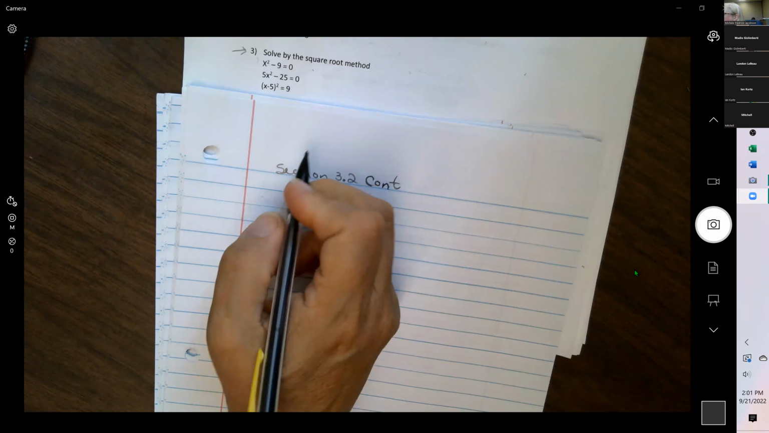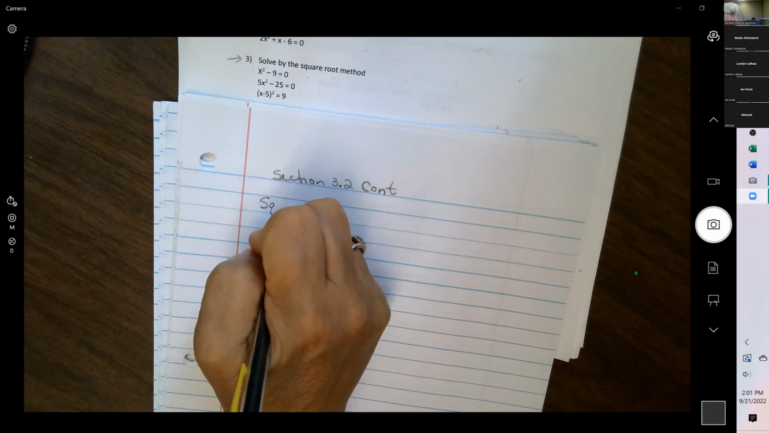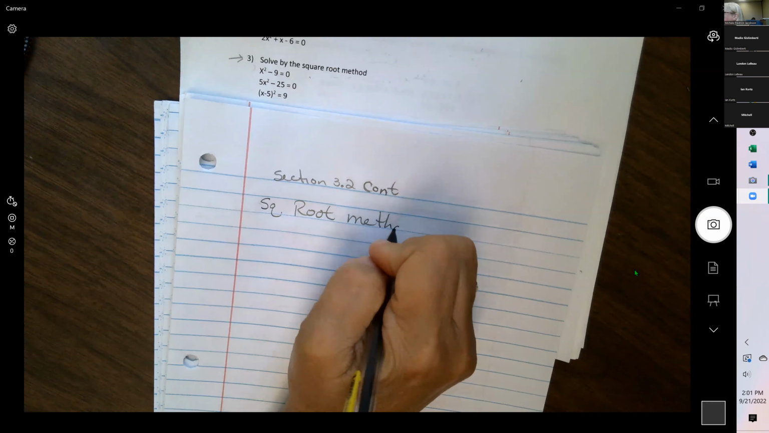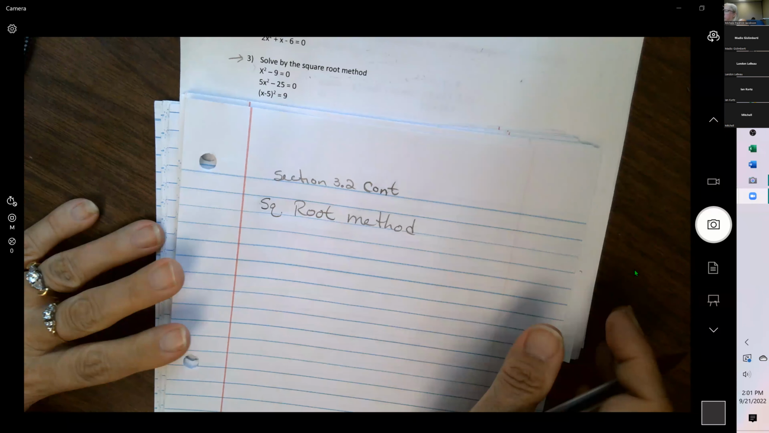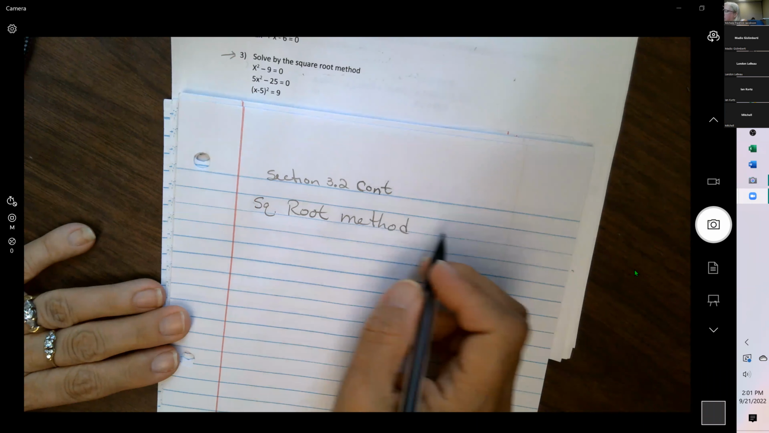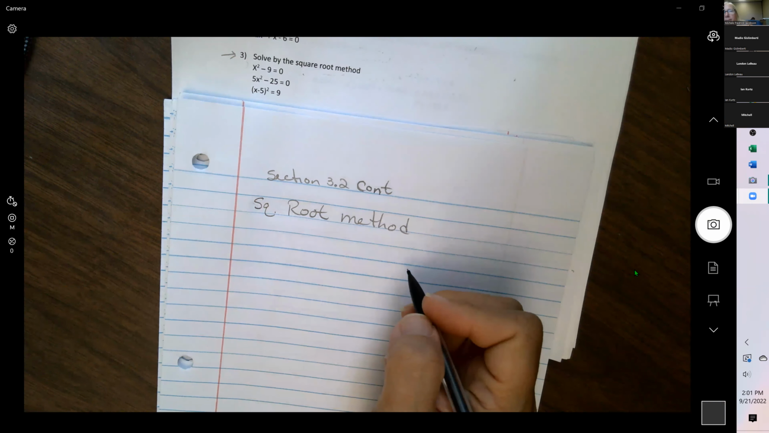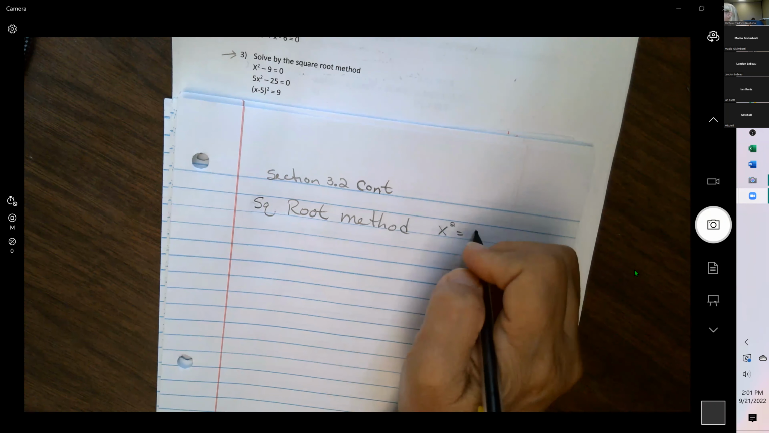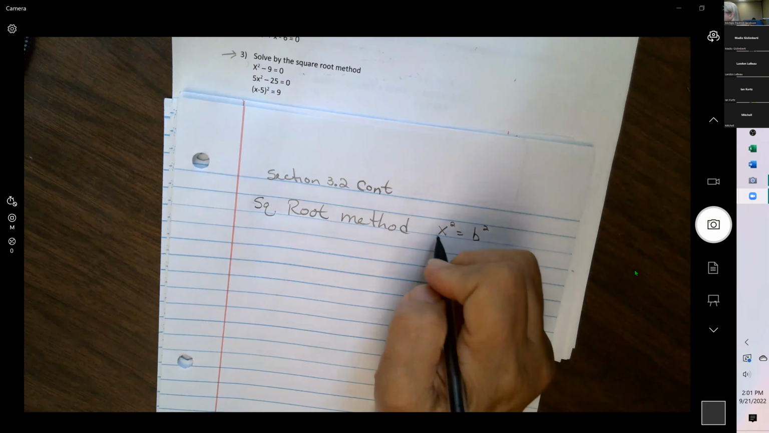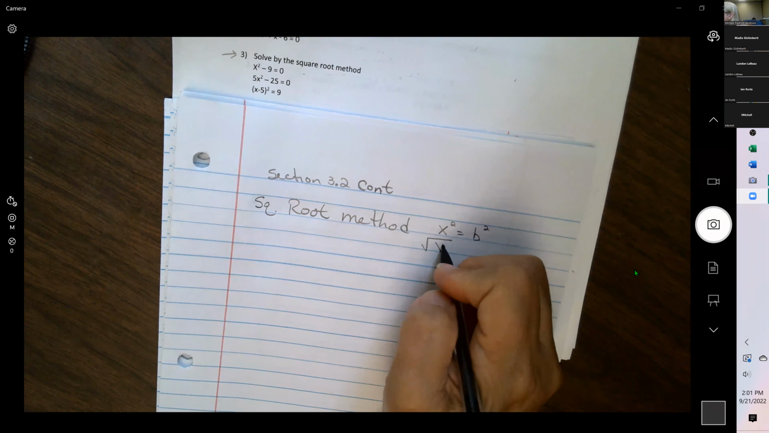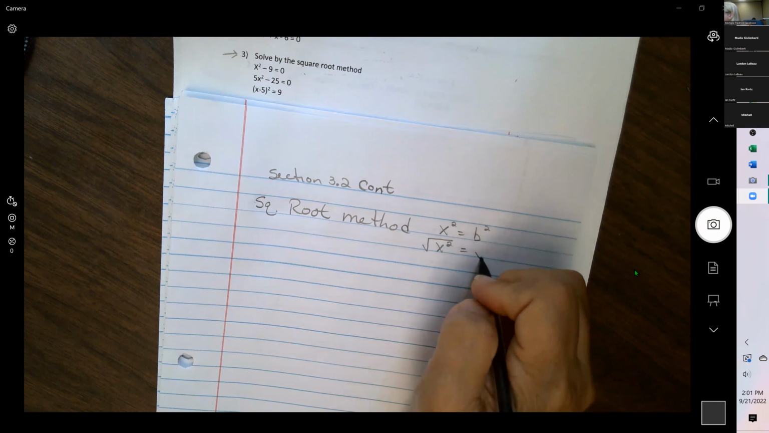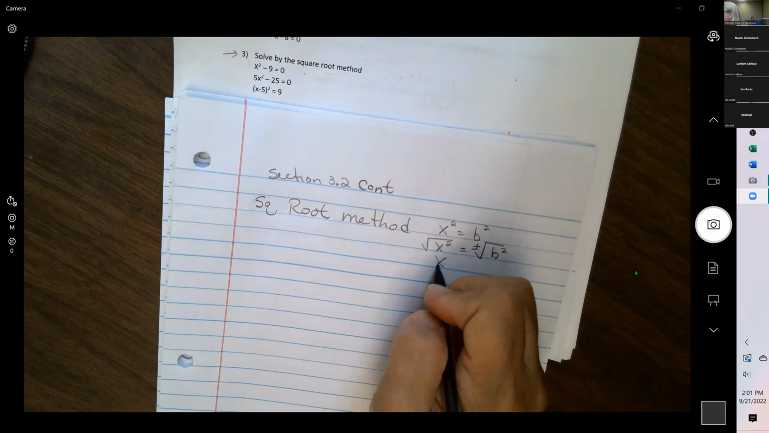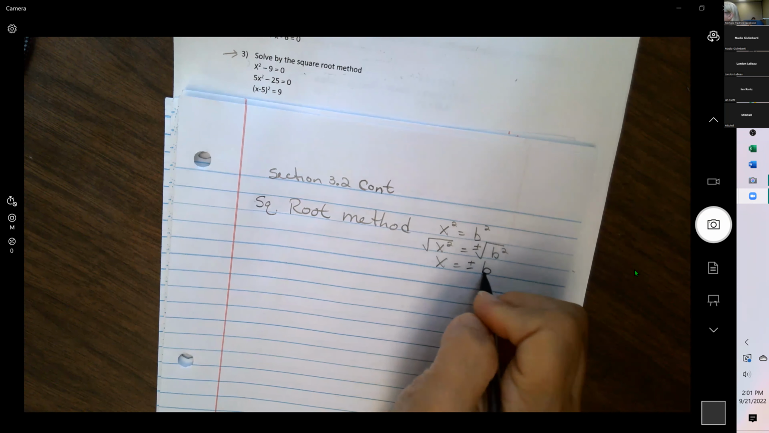But when you're using the square root method, what you have to remember is when you take the square root of both sides, it leaves a positive and negative value. So if x squared equals a number b squared, when you take the square root of both sides, it's the square root positive and negative. So that x equals a positive and negative b.